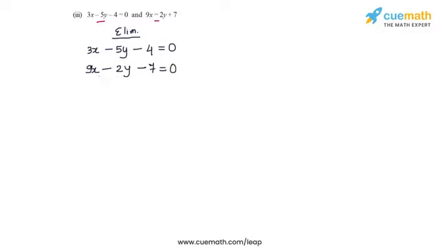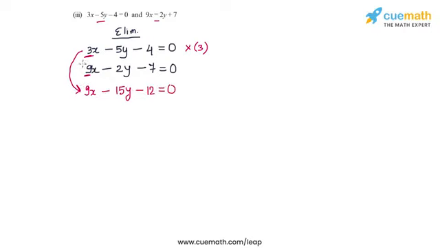So this is the pair of equations, and we can see that the coefficient of x in the first equation is 3 and in the second equation is 9. So I can modify the first equation so that the coefficients of x match in the two equations, and I can do that by multiplying the first equation by 3, because that will turn 3x into 9x. So once I multiply the first equation by 3, I will get 9x minus 15y minus 12 is equal to 0.